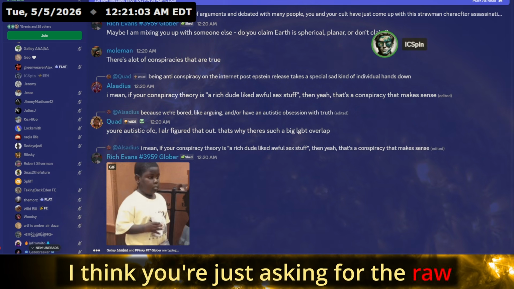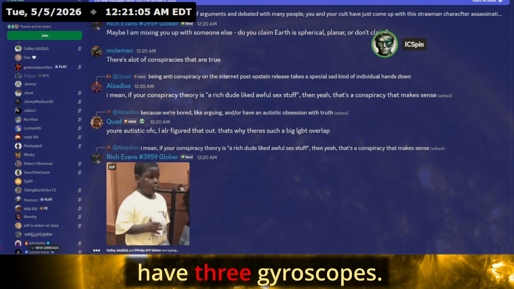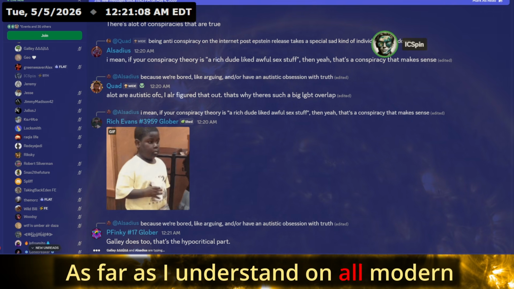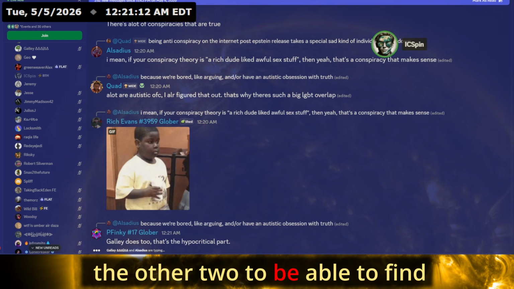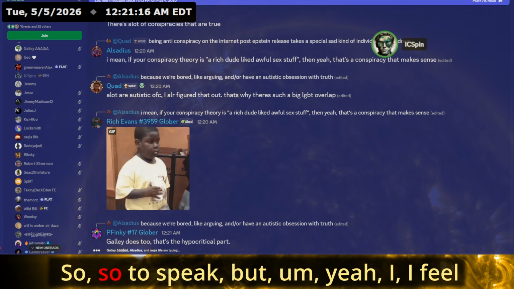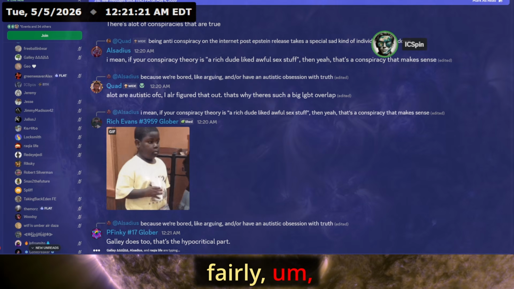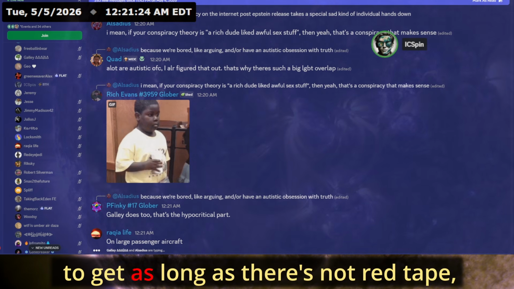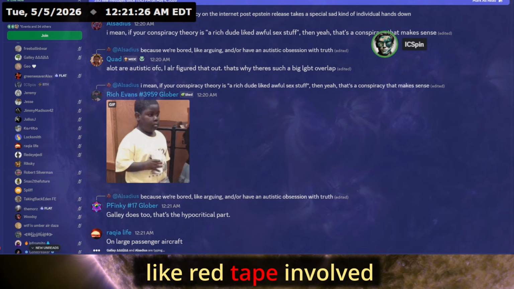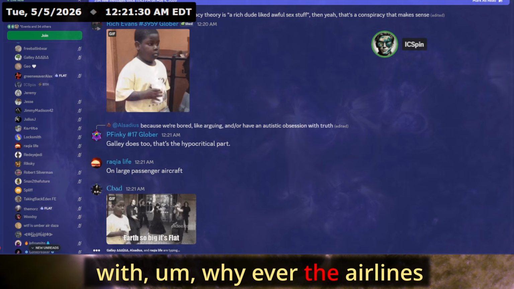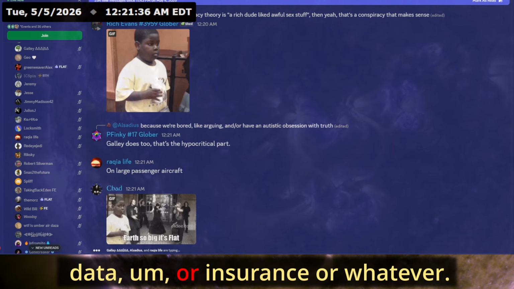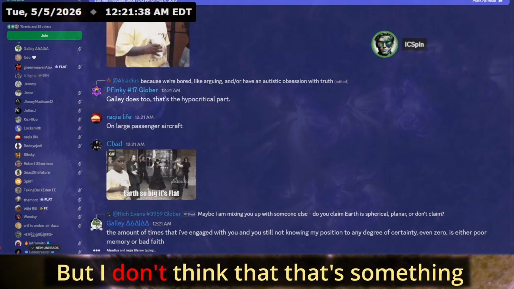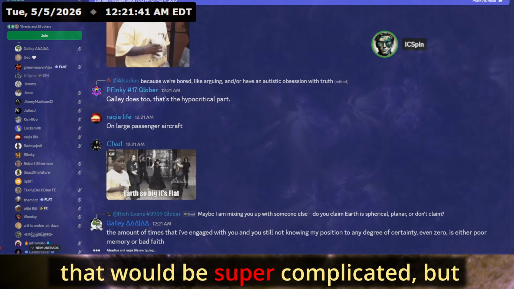I think you're just asking for the raw data. They have 3 gyroscopes, as far as I understand, on all modern aircraft. In case one of them goes down, they need the other 2 to be able to find themselves in space, so to speak. But I feel like that would be fairly trivial information to get, as long as there's no red tape involved with whatever reasons the airlines might have for keeping that data, for insurance or whatever. But I don't think that's something that would be super complicated.